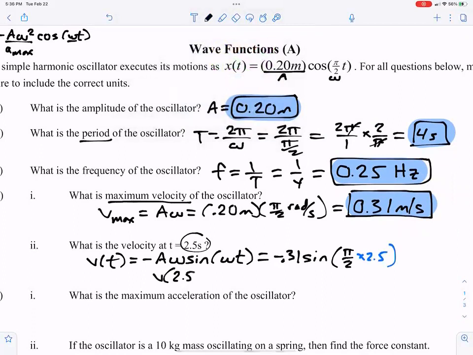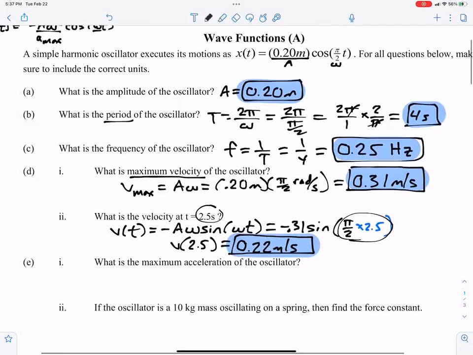So v at 2.5 seconds, you're going to start by multiplying here. Pi divided by 2 times 2.5 is 3.92, right? You want to make sure that your calculator is in radians mode, because you're going to be taking the sine in radians. We take the sine of 3.92 and we get negative 0.707, and we multiply that times negative 0.31. At 2.5 seconds, the velocity is about 0.219, or 0.22 meters per second. So it's going about that fast at 2.5 seconds.